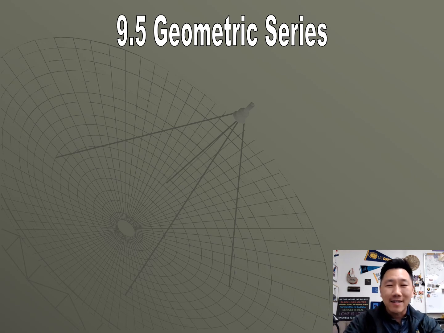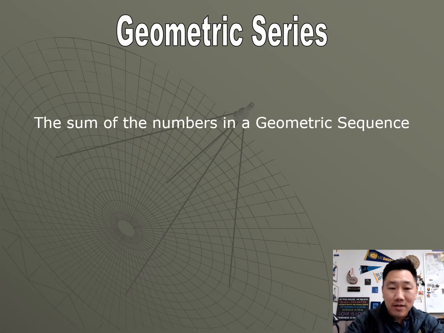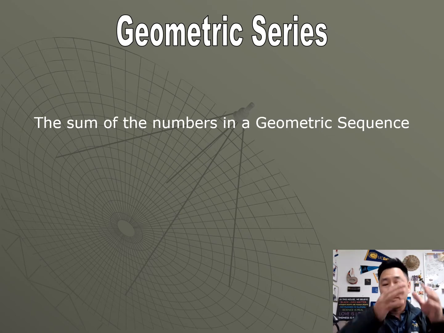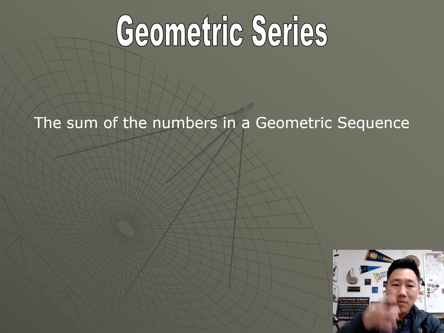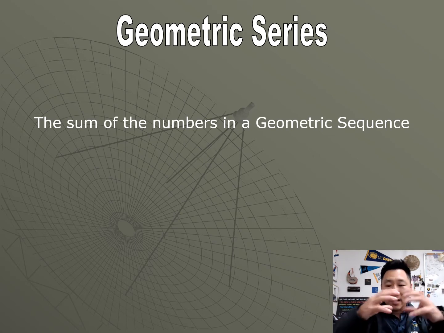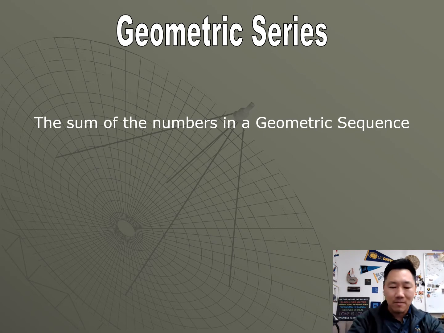Gotta catch them all. 9.5, a geometric series. All right. A geometric series is the sum of the numbers in a geometric sequence. Remember, a geometric sequence was just a list of numbers where you multiply or divide to get to the next number. Well, a geometric series is when you take that list and you add them all up.